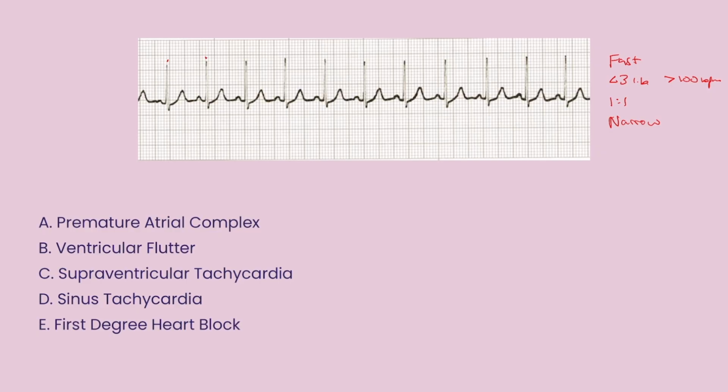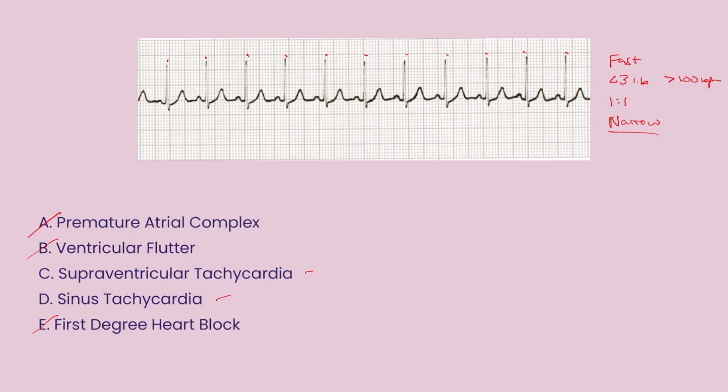So using that information, let's see what we can find. Does anything come early or premature? No. This is regular throughout. Okay? Ventricular flutter, this isn't a ventricular issue because it's narrow. Supraventricular tachycardia, that's viable. Sinus tachycardia, that's viable. And first degree heart block? No, that would have a changing PR interval. Okay, so we're between these two.